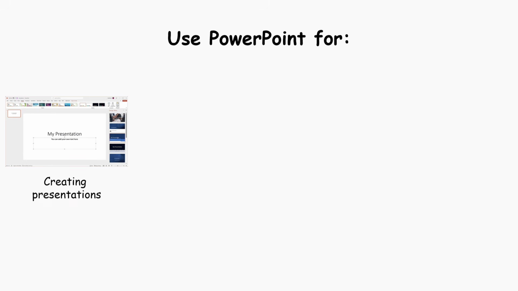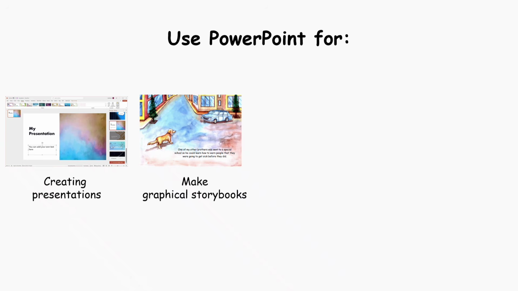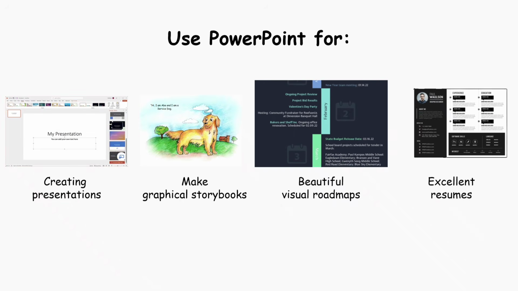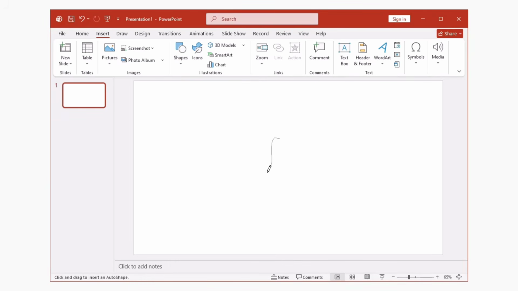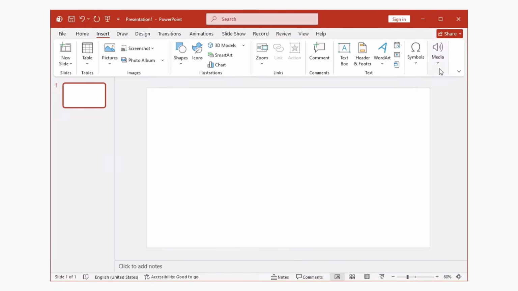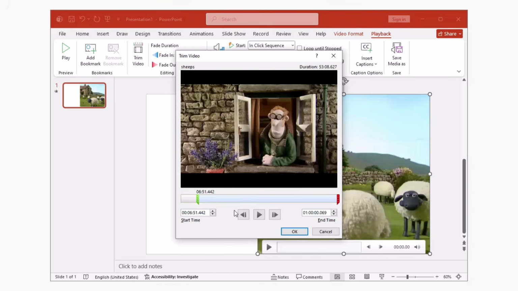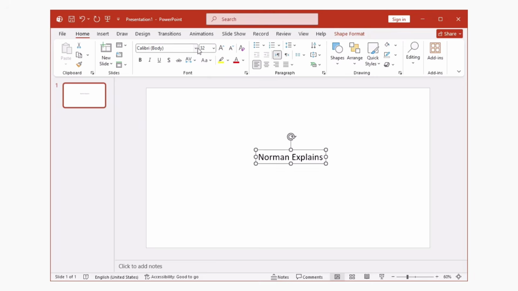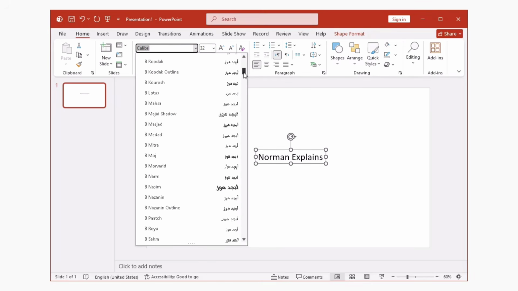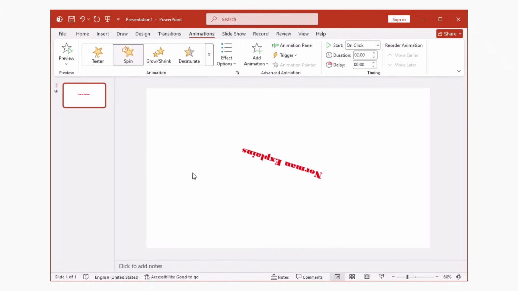This means that besides creating presentations, you can use it to make graphical storybooks, beautiful visual roadmaps, and even excellent resumes. PowerPoint also has great features like easily creating different shapes and adding videos to slides. You can edit, crop, trim, and change the color and lighting of the videos. You can add text with countless fonts and effects and apply smooth and excellent animations to them and everything.